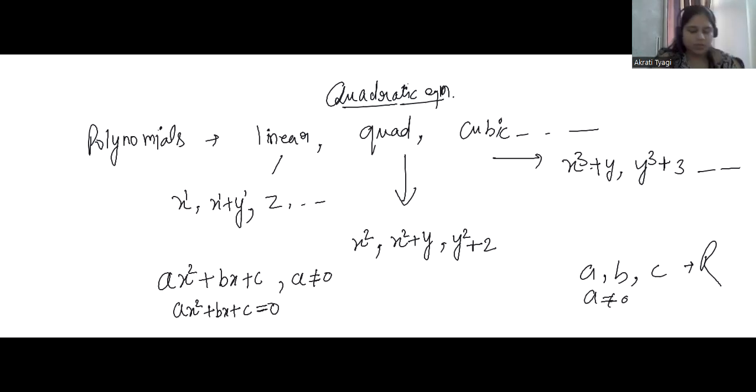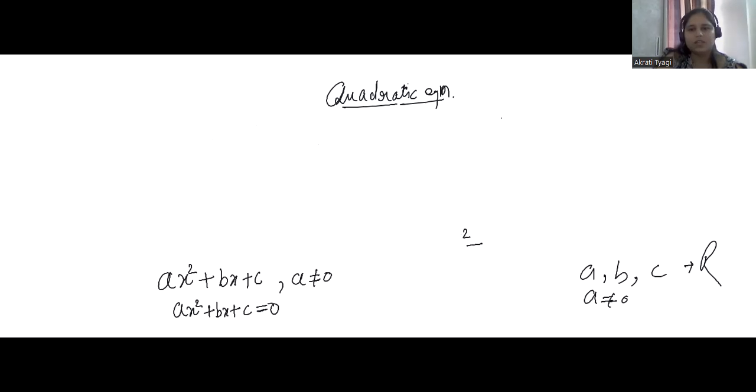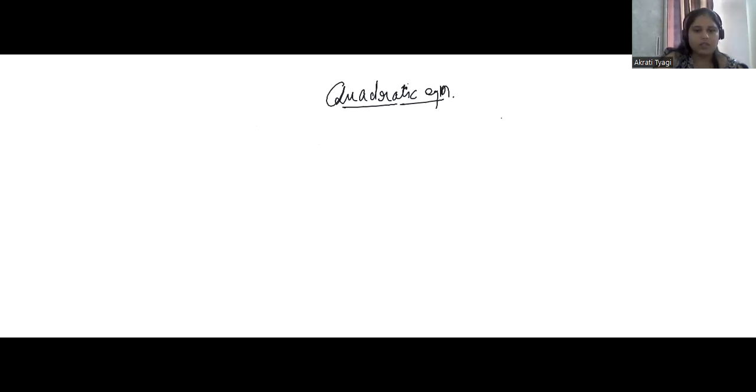And what is the idea, or why are we using quadratic equations? Just I'm giving an example to you. Just a second, first I have to erase it. So suppose I have a plot and I know the area of the plot, but I do not know what is the length and what is the width of the plot. And of course, the plot is of rectangular shape.